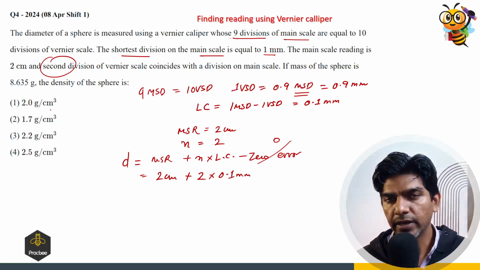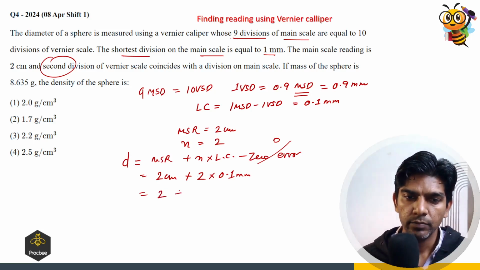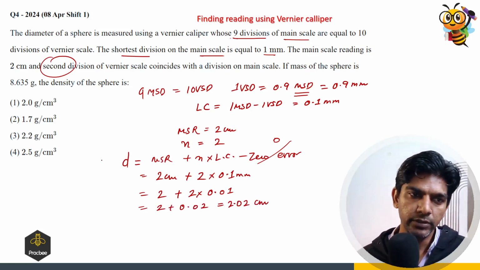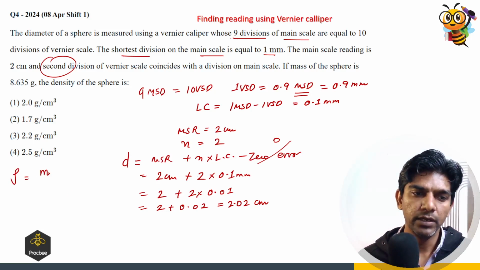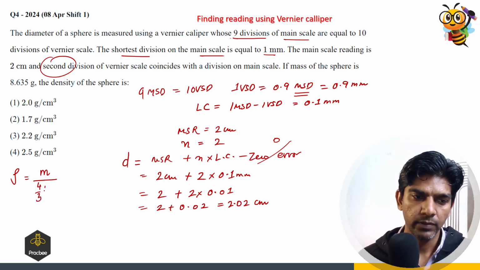And we have to find the answer in grams per cc. So I'm going to find diameter in centimeter only. So that will be 2 plus 2 times 0.01. So it will be 2 plus 0.02. So that will be 2.02 centimeter. So we got the diameter and we have to find the density of the sphere. So density will be mass upon volume. So that will be mass over 4 by 3 pi r cube, or we can say d cube by 8.